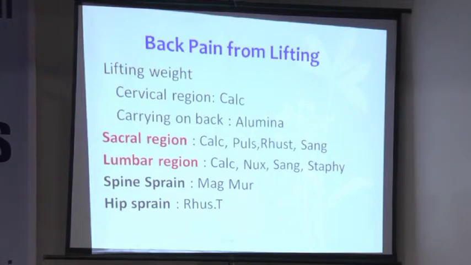And hip sprain from weightlifting, the remedy is Rhus tox. Hip pain, sprain from that, the remedy is Rhus tox.